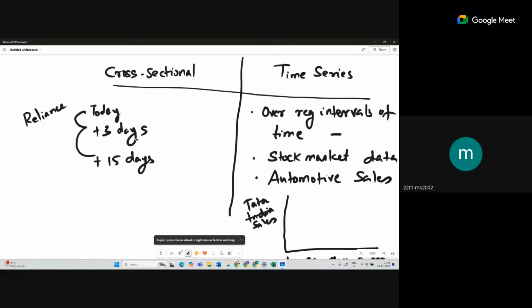It may not come under the assumptions of time series. Here you have a regular interval of time. So that's the difference between cross-sectional data and time series data.